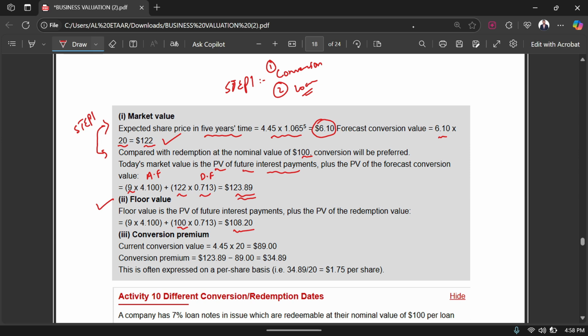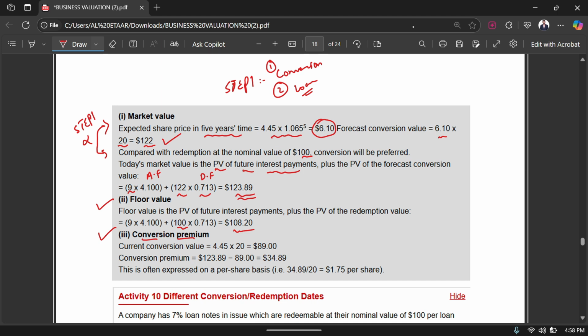Just that in this, you just ignore this step number one, because you just assume on yourself that he is going to go for redemption. That's it. Okay. And the third thing that we have to learn is the conversion premium, which is also very simple. How do you calculate the conversion premium?